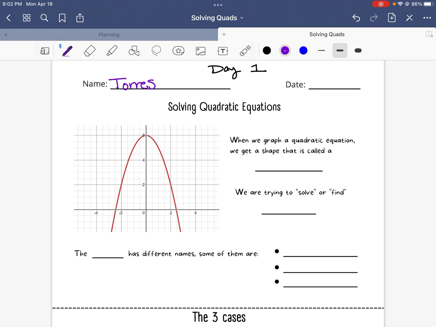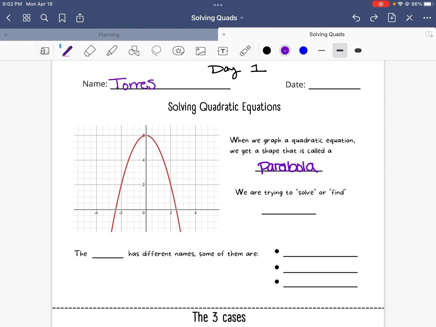So before you learn this unit, you should have learned all about how to graph them. So we are still dealing with them. So the first question we have here is, when we graph a quadratic equation, we get a shape that is called a parabola. Parabola. So this is this nice U shape that I have printed out over here.